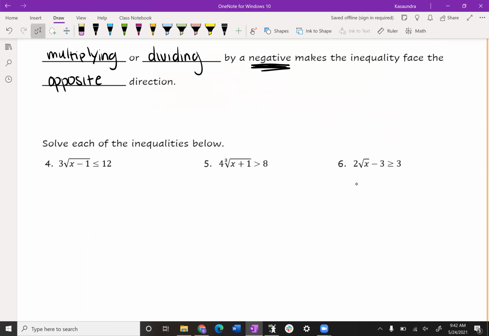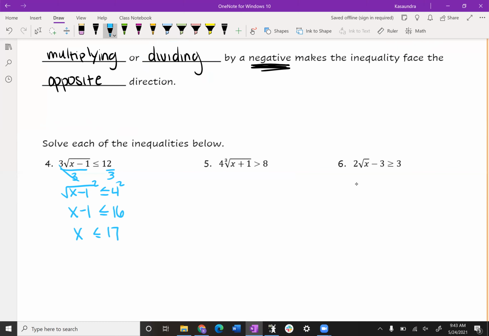So on number 4, I am going to get rid of the part on the outside of the square root. I'm going to divide by a 3 first. I divided by a positive 3 though. It's if I'm dividing by a negative, that would make me swap the inequality, but I divided by a positive, so the inequality is still facing the same way. I'm going to square both sides to get rid of my square roots. All right, I'll add 1 on both sides. Addition or subtraction, that does not change the inequality. All right, so it looks like x is less than or equal to 17.